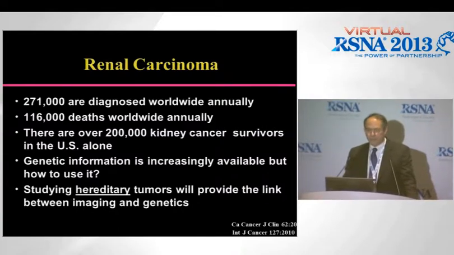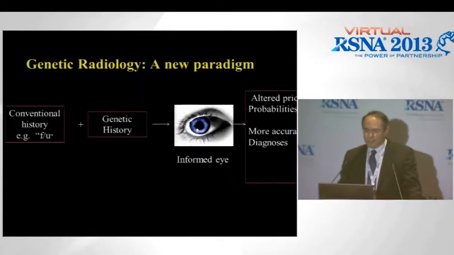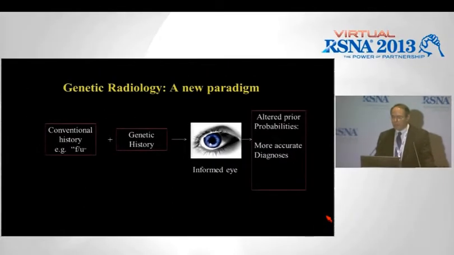And genetic information is becoming increasingly available, but the question is how to use it. And at the NCI, where I work, we've been studying hereditary renal tumors in the hopes that they'll provide a link between imaging and genetics for the future. So the idea is that instead of the conventional history that we receive, my favorite being F/U, we're going to also have genetic history in the form of actual genes that will lead to the informed eye, that in turn will alter the prior probabilities when we do reports and lead ultimately to more accurate diagnoses.